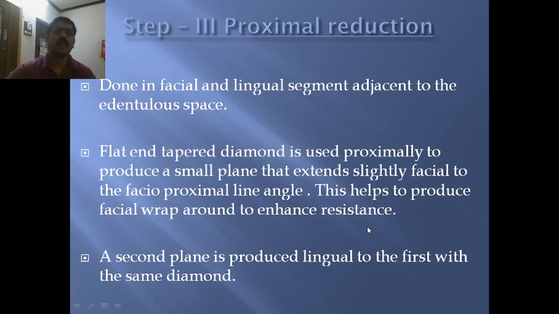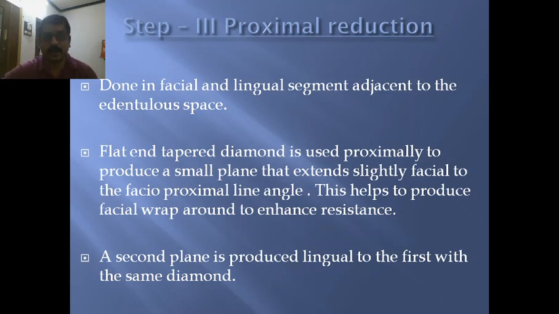So in the third step, we will go for the proximal reduction. It is done in the facial and lingual segment adjacent to the edentulous space. A flattened taper diamond is used to produce a small plane that extends slightly facial to the facio-proximal line angle. This helps to produce a facial wrap around to enhance the resistance. So it is used as a resistance feature.